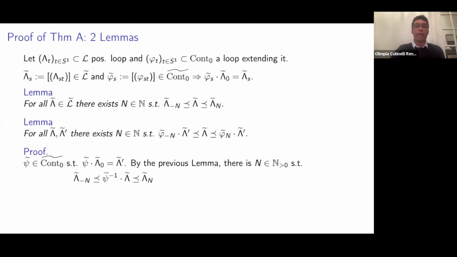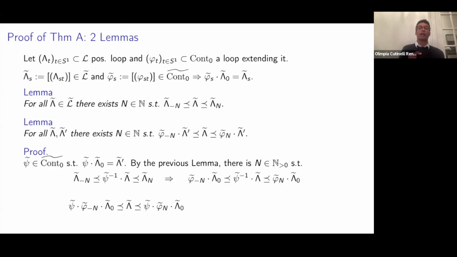But lambda n and lambda minus n, from the notation we introduced, it's just phi minus n applied to lambda 0 and phi n applied to lambda 0. Okay, and now what we do, we just multiply all this inequality by psi tilde. And we don't change the sense of inequalities because this binary relation is invariant.